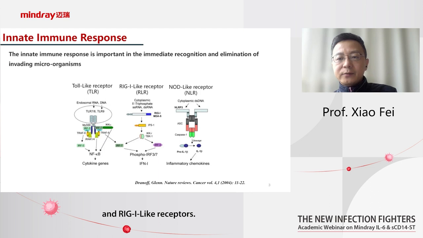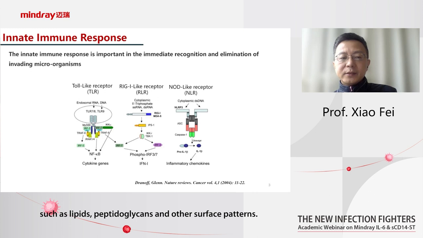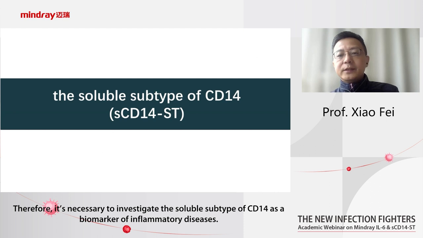CD14 is a member of the Toll-like receptor family that has the ability to identify several groups of ligands of both gram-positive and gram-negative pathogens, such as lipids, peptidoglycans, and other surface patterns. Therefore, it's necessary to investigate the soluble subtype, sCD14-ST, as a biomarker of inflammatory disease.